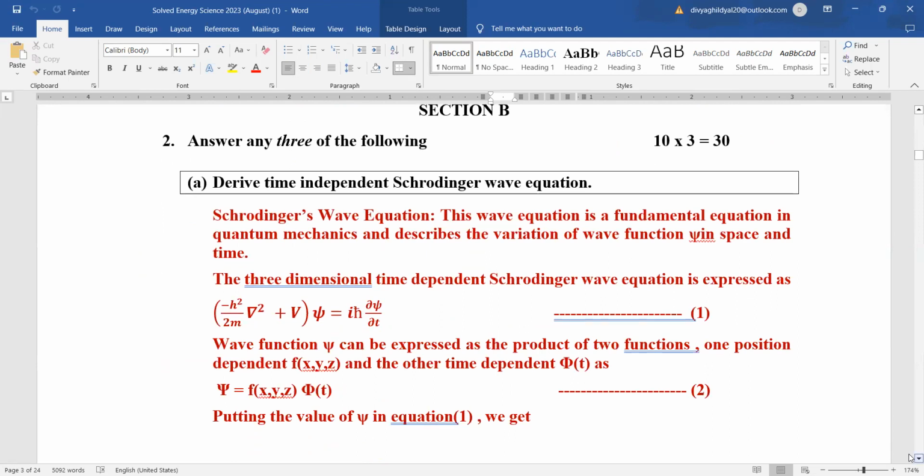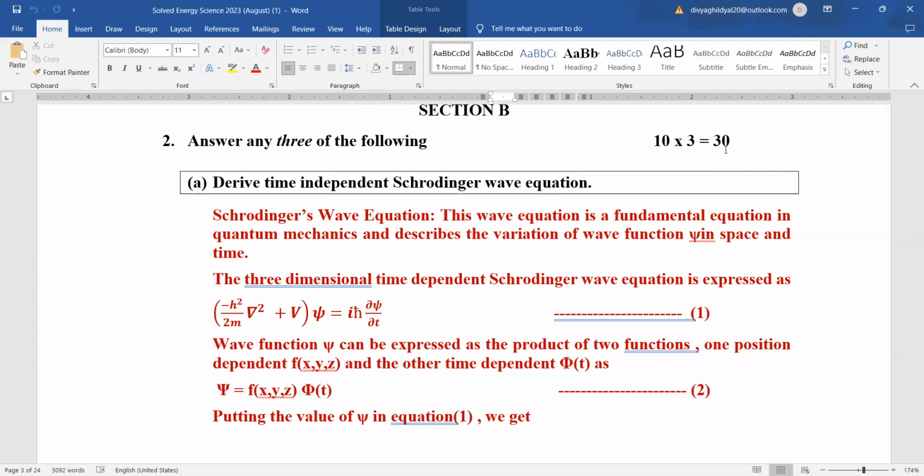Section A is exactly similar to our model paper. Section B, now this section is carrying 10 marks each, and you have to pick up 3 questions out of it. 10 marks will be broken up into maybe 2 marks for the definition, say 4 marks for the numerical, another remaining marks for some type of derivation step. Now, this is a very simple time independent Schrodinger wave equation, which is very important.